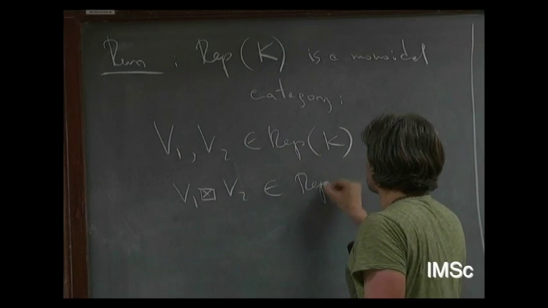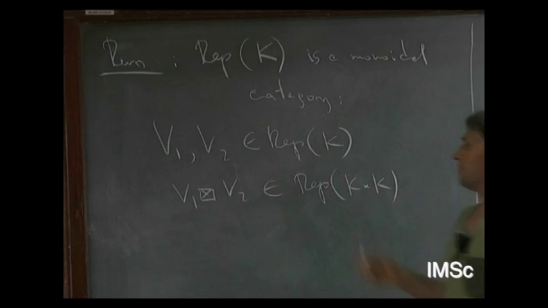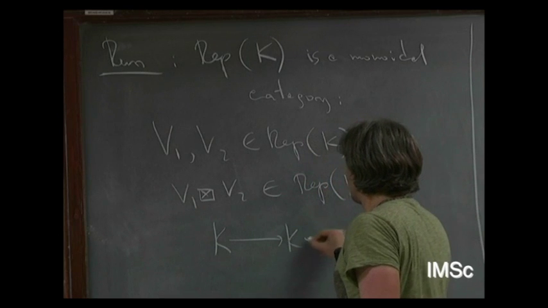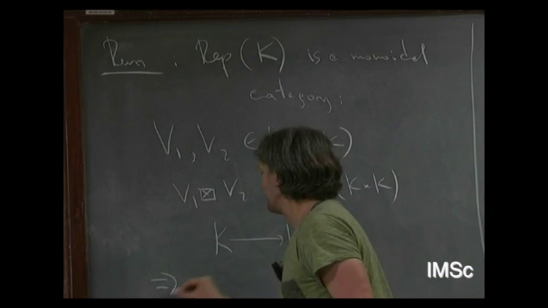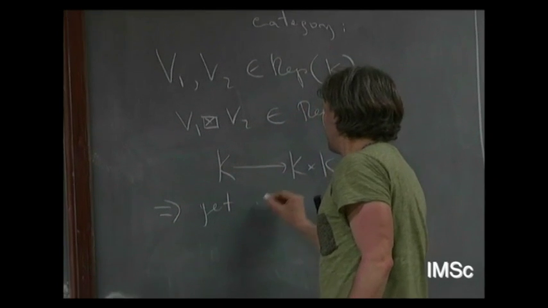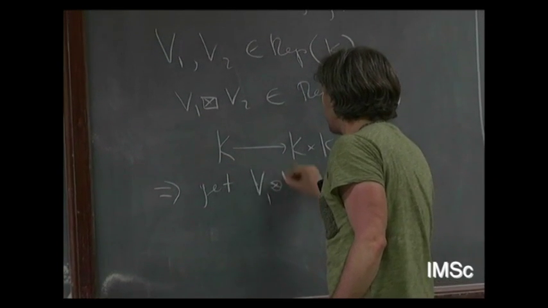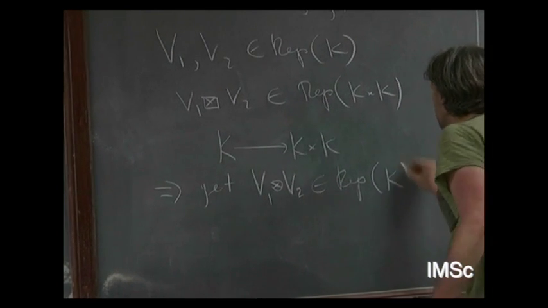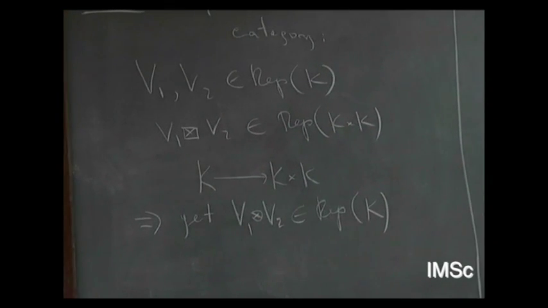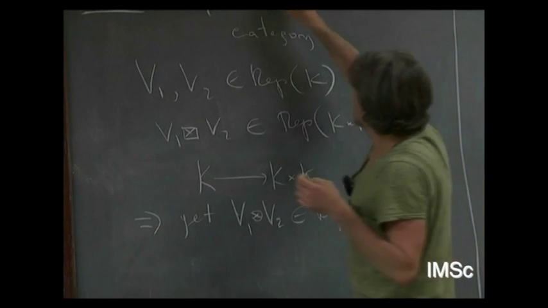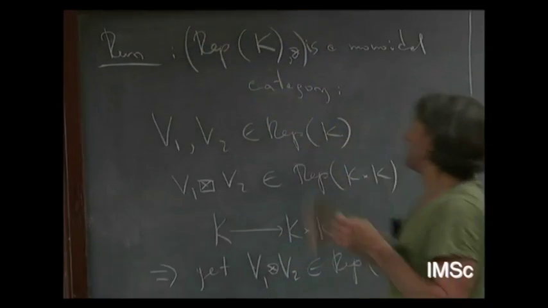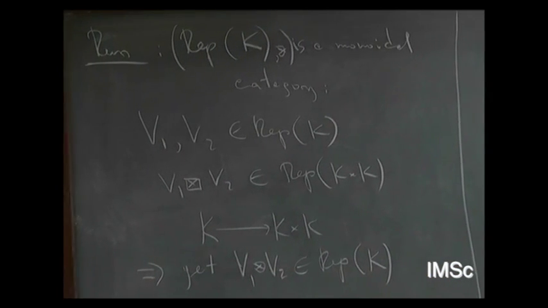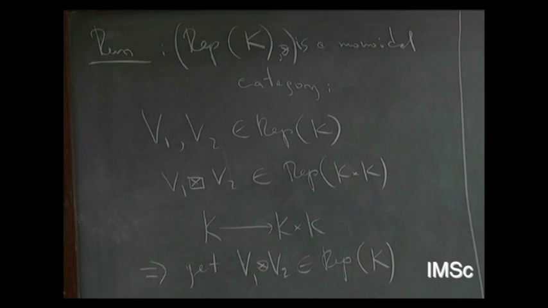This belongs to representations of K times K, obviously, and then we have the diagonal embedding, and then we get V1 tensor V2 in representations of K, just restrict. So this is a monoidal category. So this tensor product is over the base field, over numbers. Since we have a monoidal category, we can talk about algebras in this category.